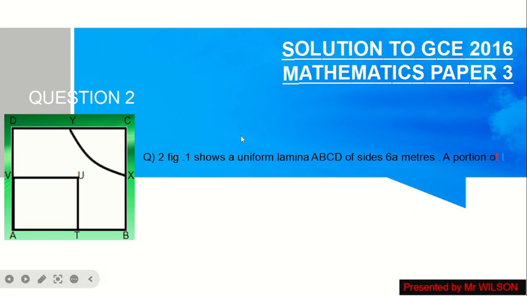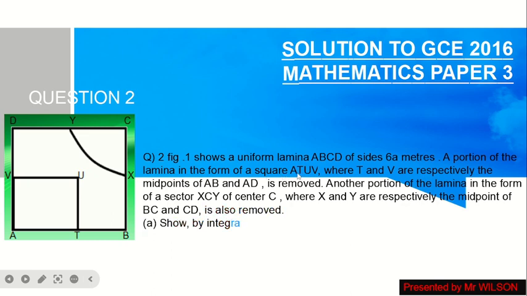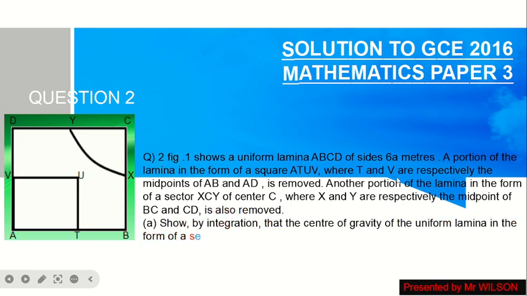The question says, Figure 2 shows a uniform lamina ABCD of sides 6a meters. A portion of the lamina in the form of a square ATUV, where T and V are respectively the midpoints of AB and AD, is removed. Another portion of the lamina in the form of a sector XCY, of center C, where X and Y are respectively the midpoints of BC and CD, is also removed.